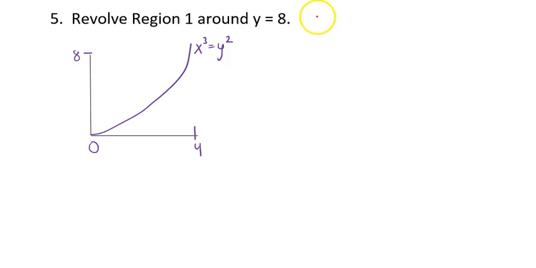Okay, example 5, we are going to revolve region 1 around y equals 8. Region 1 is this lower region again. Y equals 8 is the horizontal line up here at 8. So we're taking this section and going around up here. Okay, this is going to be a little bit different. So the first thing is draw correctly. Our rectangle has to be perpendicular to what we're going around. This is a horizontal line. So when I draw my typical rectangle, it's going to be perpendicular to that. It's going to be a vertical rectangle.